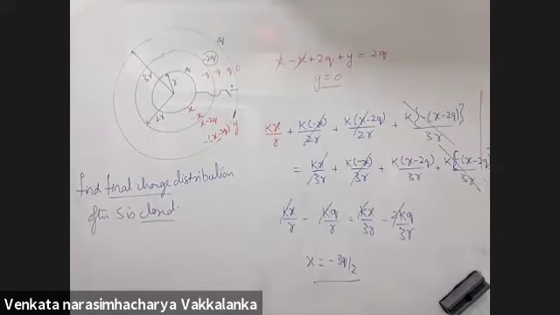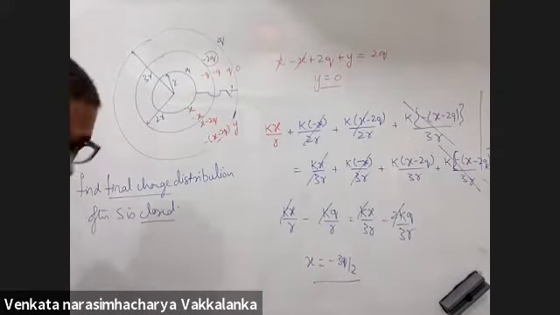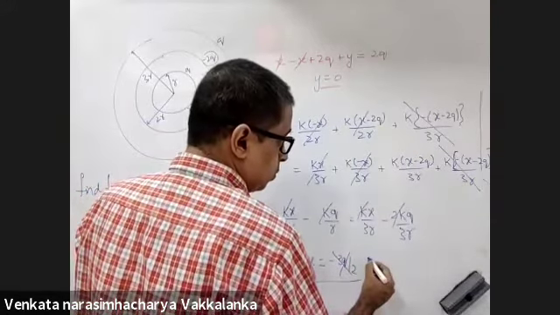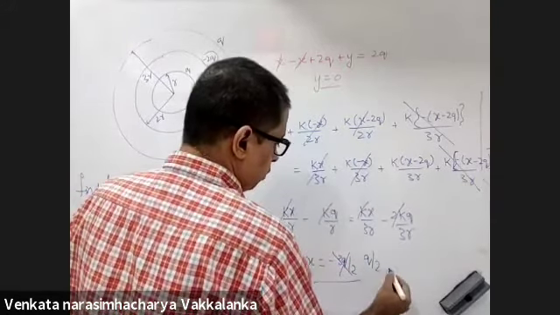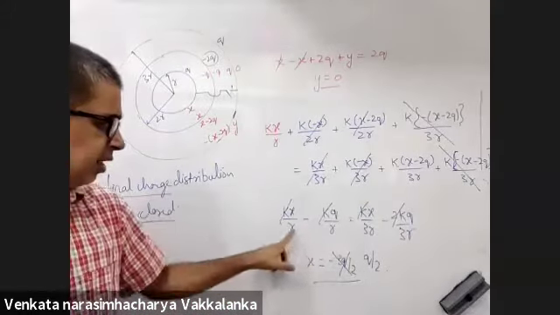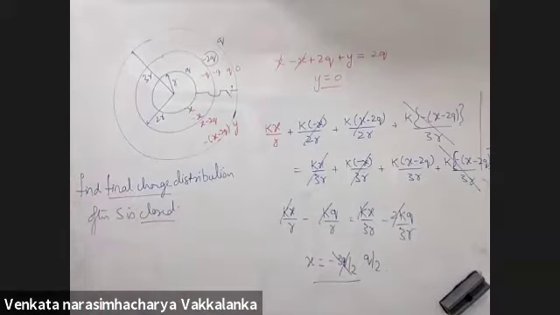Sir, I am getting x equal to q by 2. Yes, sir. Please take care of the simplification. Q by 2 or minus Q by 2? Q by 2. Look into the simplification. It should not be difficult here. Do it here.